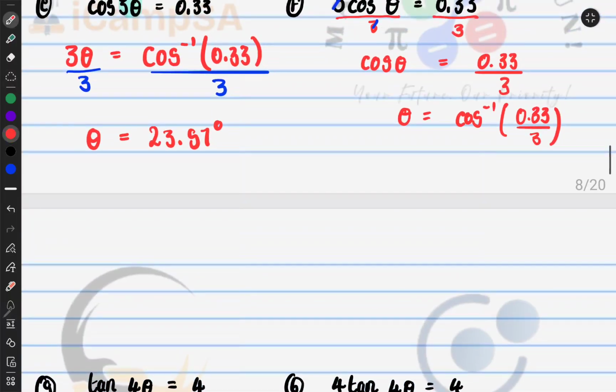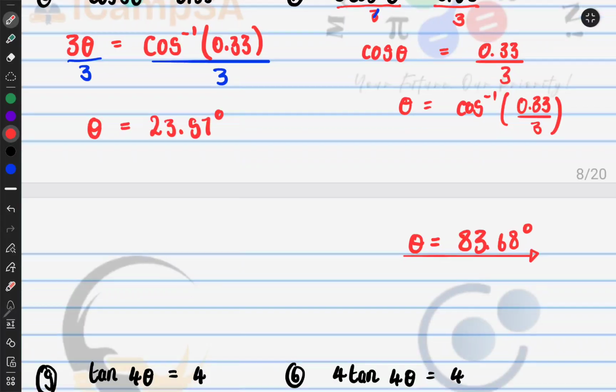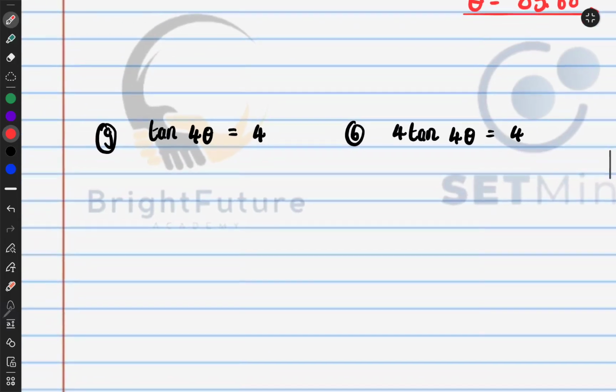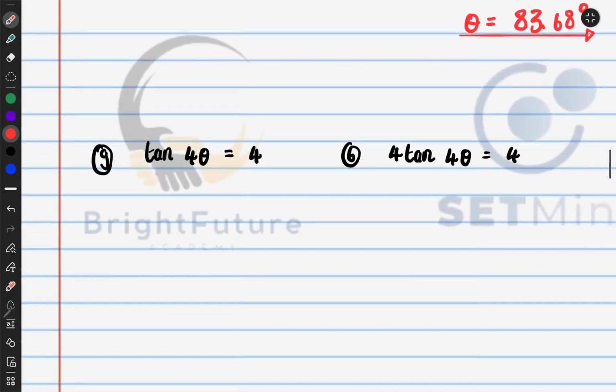Therefore the value of theta here is, quickly calculate, shift cos 0.33 over 3 is 83.68 degrees. Okay, and then next we have tan 4 theta is equal to 4.